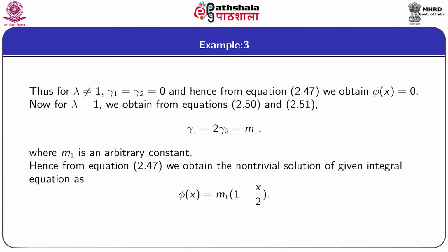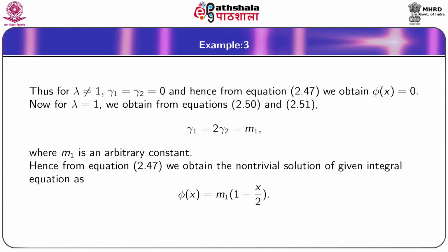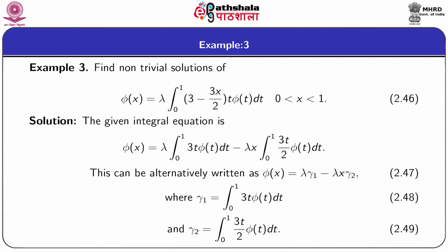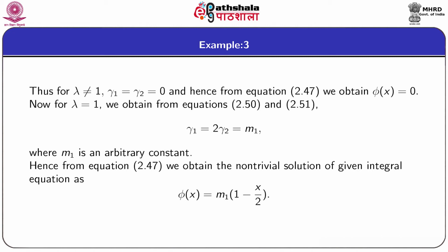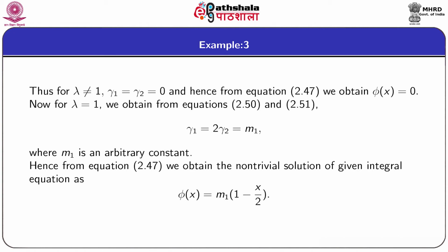So, for lambda equal to 1, we obtain from equations 2.50 and 2.51 the values of gamma 1 and gamma 2 in terms of an arbitrary constant m1. If I substitute m1 into equation 2.47 in place of gamma 1 and gamma 2, we find the non-trivial solution of the given integral equation as phi x equal to m1 into 1 minus x by 2. So, this is the non-trivial solution of the given integral equation.